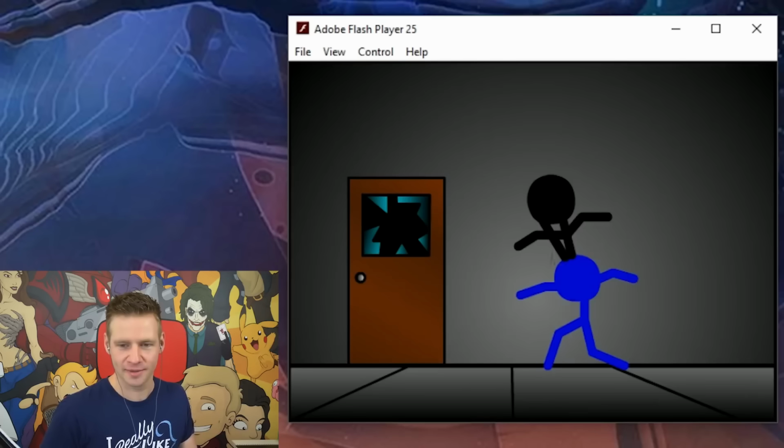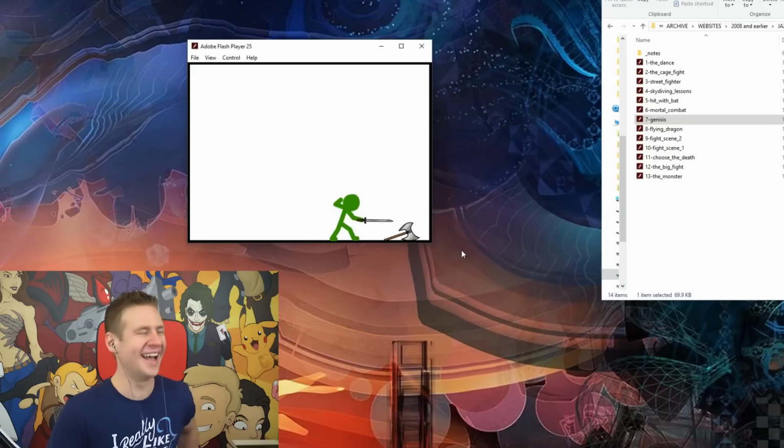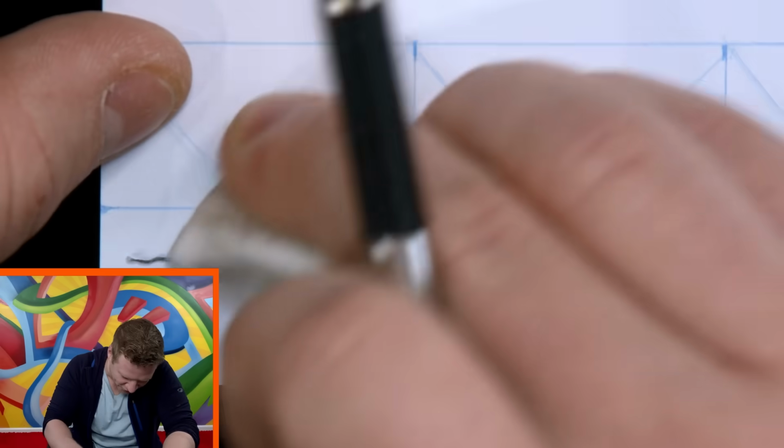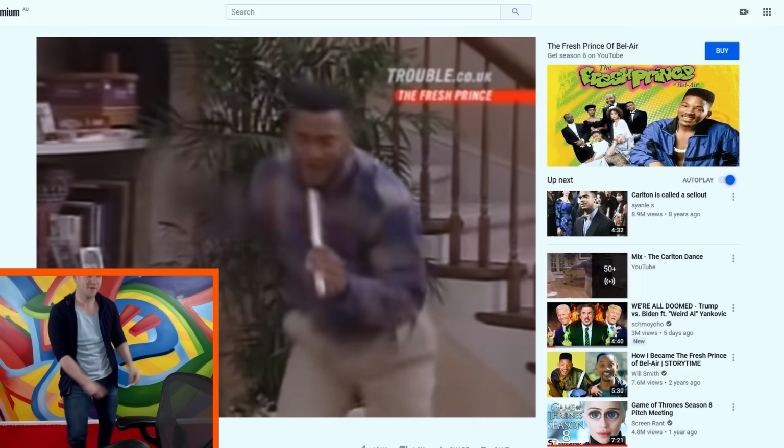Okay, next, I've got a sketch. Now, whenever I muck around with animations, I muck around with stick figures. That's how I got started in animation. Anyways, I'm gonna do a stick figure dancing. I'm gonna do a stick figure doing the Carlton. So it's like a real full body thing.